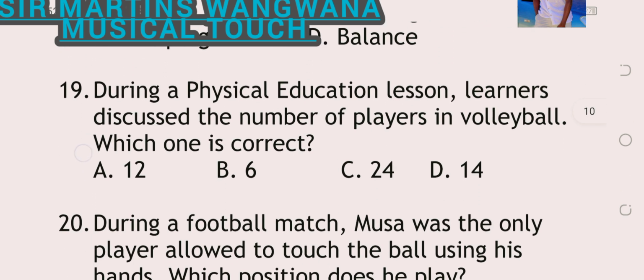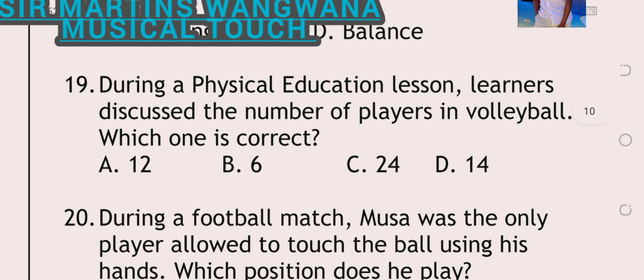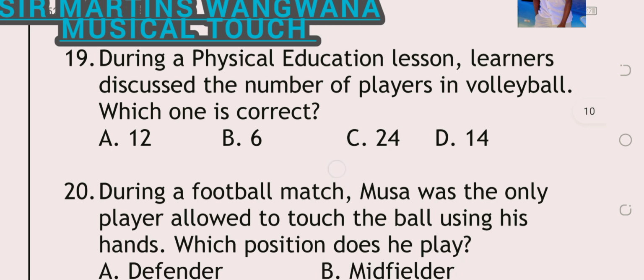Then number 19 says, during a physical education, learners discussed the number of players in volleyball. Which one is correct? Remember, volleyball includes 2 teams. Each team has 6 players. So the total number of players will be 12. The correct answer is A.